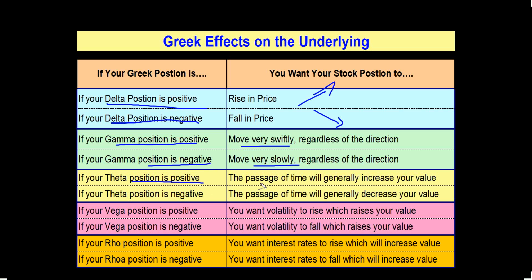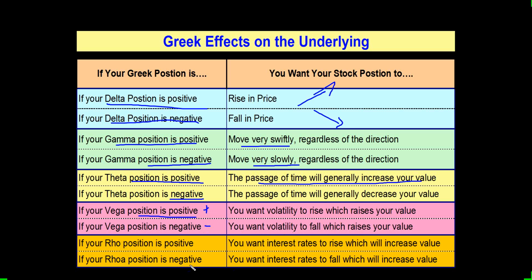If your theta is positive, passage of time will generally increase your value. If it's negative, it will decrease your value. If your vega position is positive, you want volatility to rise. Remember what I said, if vega is positive, that's like being long vega. You want it to go up. Negative vega, you want it to go down.